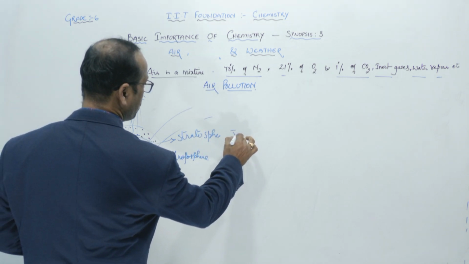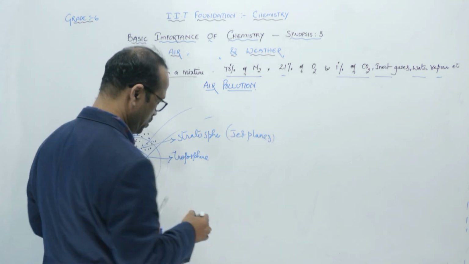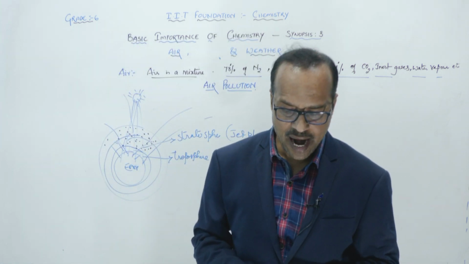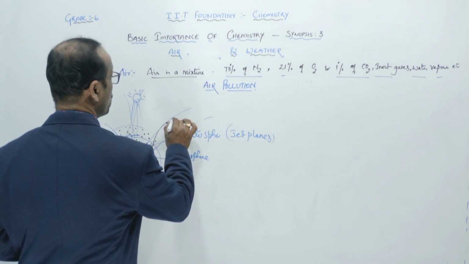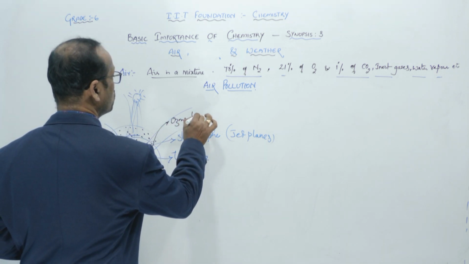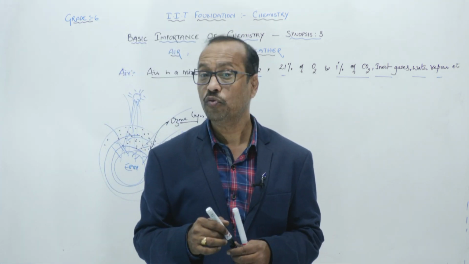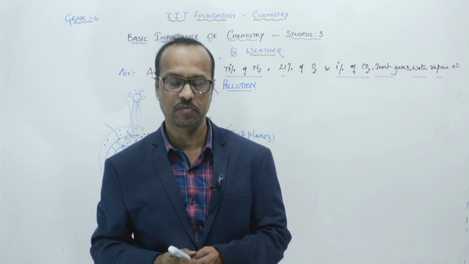So here jet planes will fly. Jet planes can fly there. And here the ozone is also present in this atmosphere. What is present here? Ozone. So this ozone layer is protecting the earth from the harmful radiations called ultraviolet radiations, which are coming from the sun.